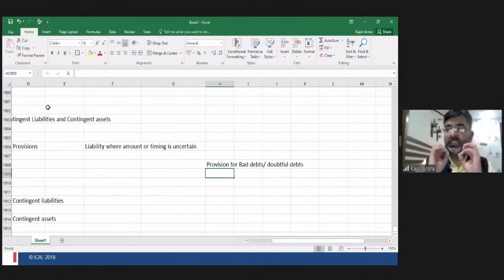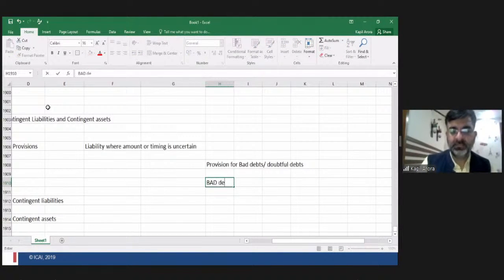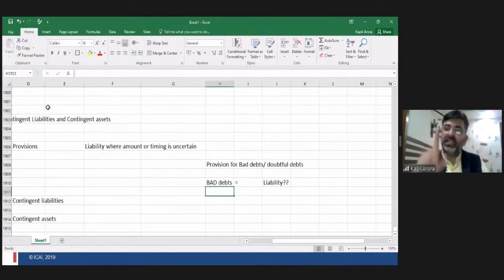Before closing this, I wanted this example only, because that is something which we have always learned. But my question is, is bad debt a liability? If any bad debt happens, do you need to go and pay any amount to your debtor who is not paying money to you? For example, a customer has purchased a phone from you. After 3 months, he came and said, I don't have money. I cannot pay you. It is becoming bad debt.